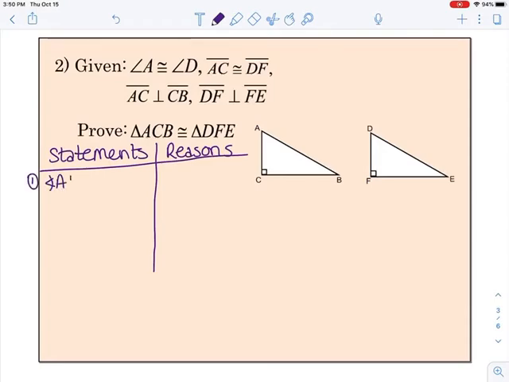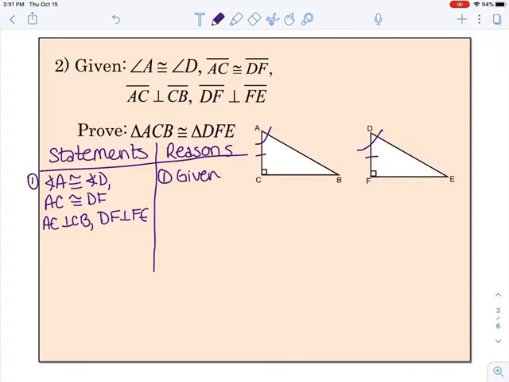I have angle A is congruent to angle D, I have AC is congruent to DF, and I have AC is perpendicular to CB, and DF is perpendicular to FE. And all that I know is true because it's given. So again, let's mark some stuff off in our picture from that given. I have, again, angle A is congruent to angle D, and side AC is congruent to side DF. Okay, so now what I need to do is I need to use this piece of information here to get the other thing that I will need.